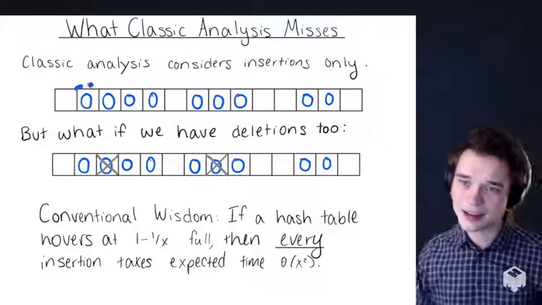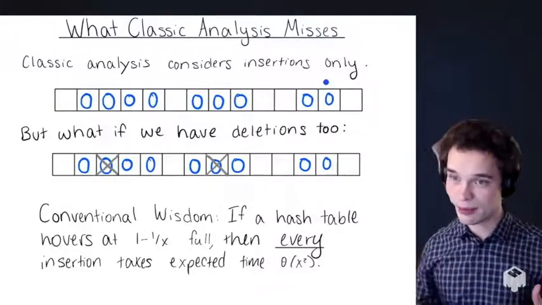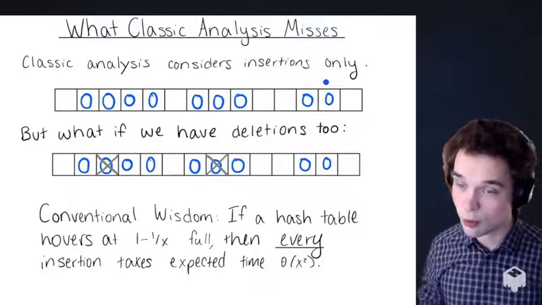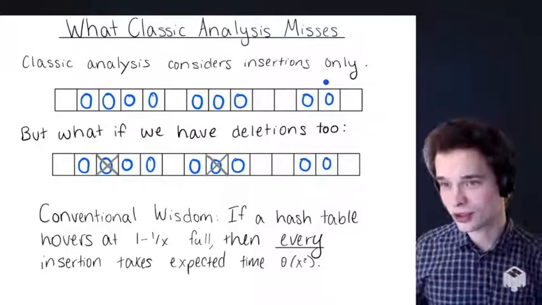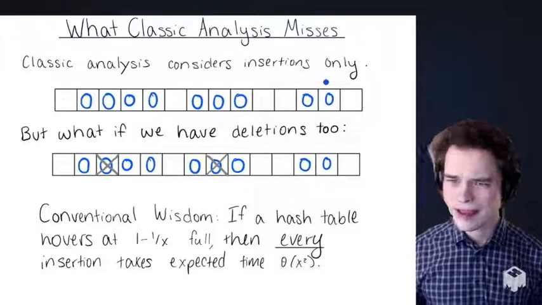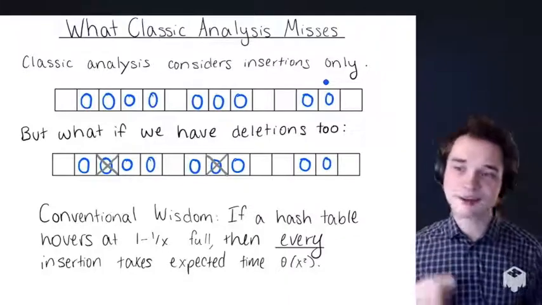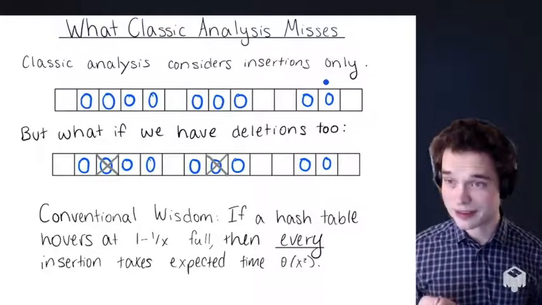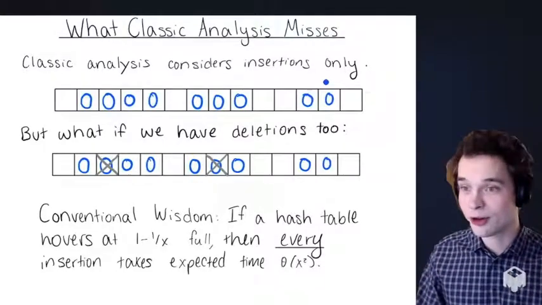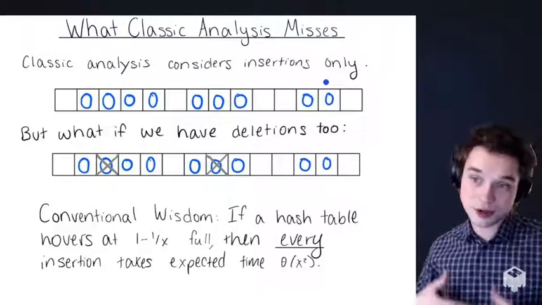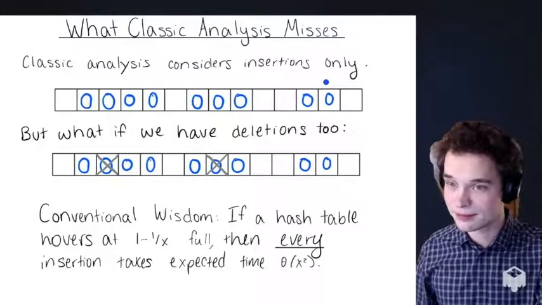So in particular, the classical analysis is considering an insertion-only workload. You start with an empty hash table, you do insertions until it's 1 minus 1 over x fraction full, and you look at the expected time of the next insertion. But in some sense, that workload isn't really that concerning because, yeah, your final insertion has a large expected time, but the vast majority of your insertions were performed at much lower load factors. And so the actual average time per insertion, it turns out, was only order x.